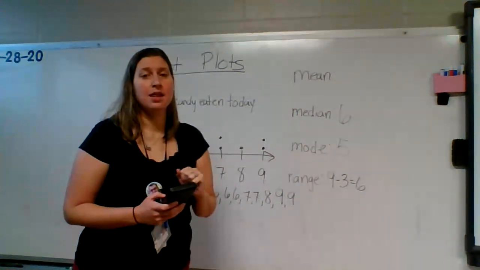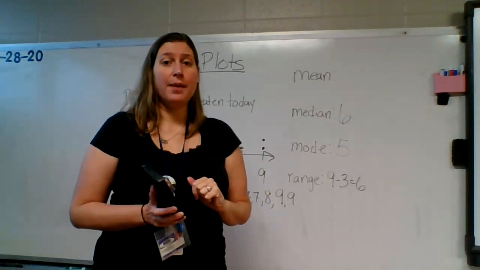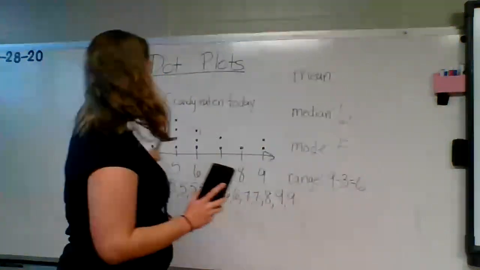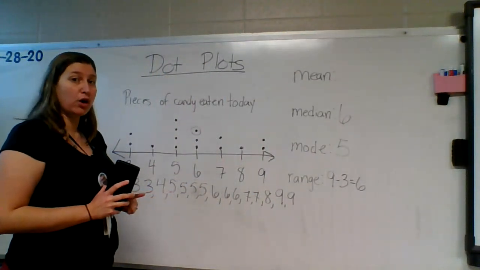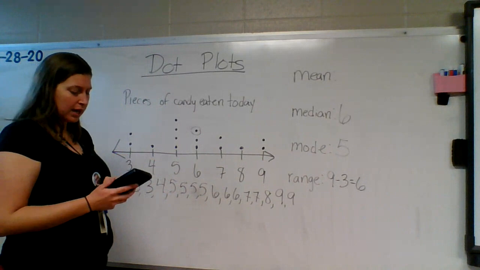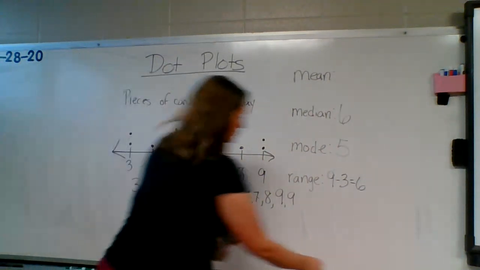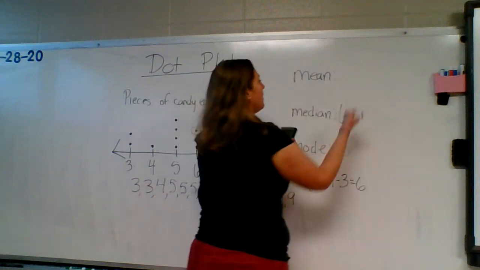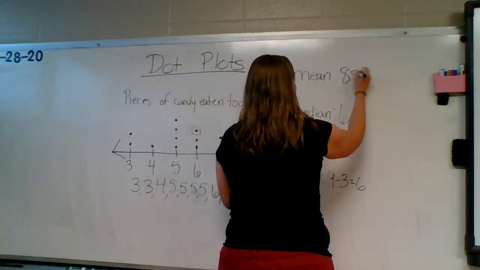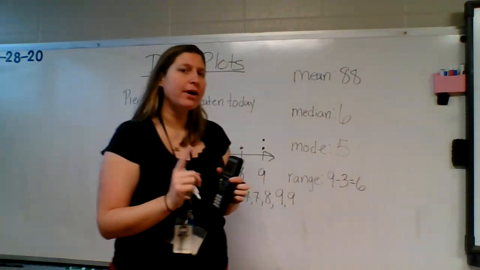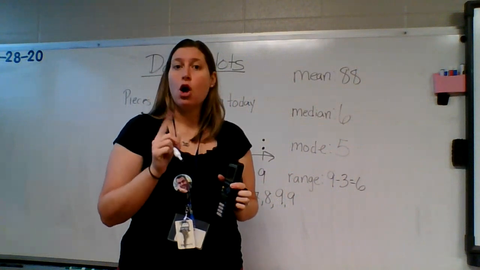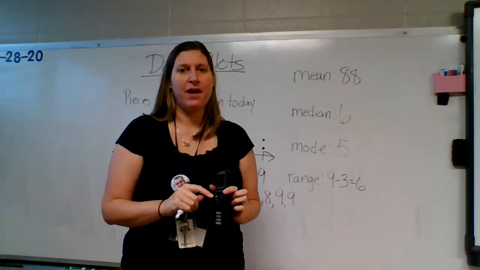I was just double checking that I added up the 15 numbers on my calculator, which I did because we know that there's 15 numbers in my data set. We already figured that out. So when I hit equal, my sum is 88. So my sum is 88. Is that my final answer? No, we have one more step to be able to find the mean.